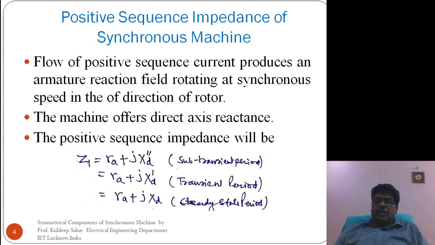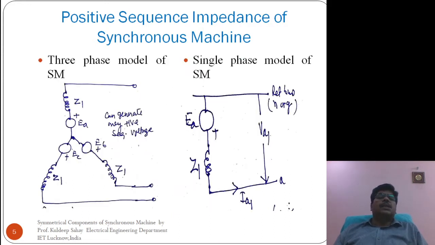That will depend upon the time period, whether the transients or subtransients die down and it comes into the steady state. Now, in the three-phase model for positive sequence, since in this case voltage can be generated and that will be a positive sequence voltage, Z1 will be RA plus jXD double dash or XD dash or XD. That depends upon the time period and the nature of the circuit condition.